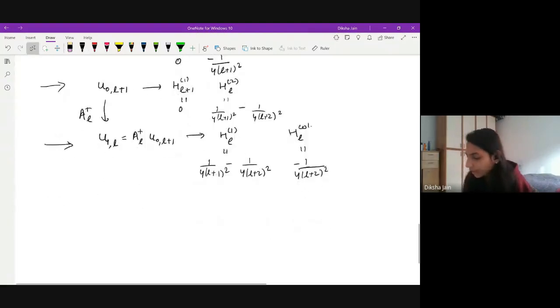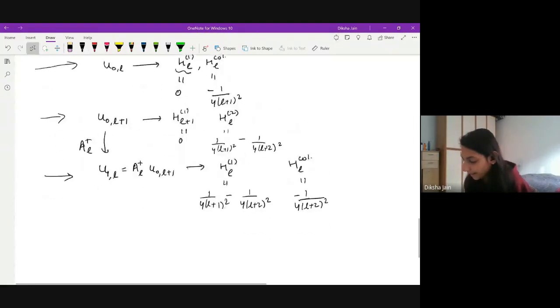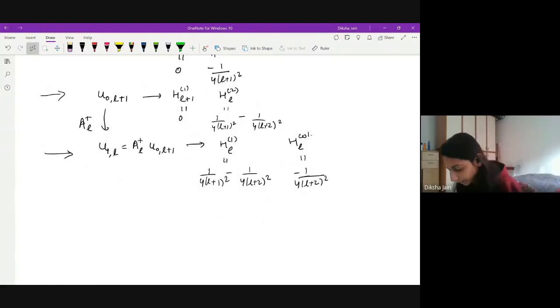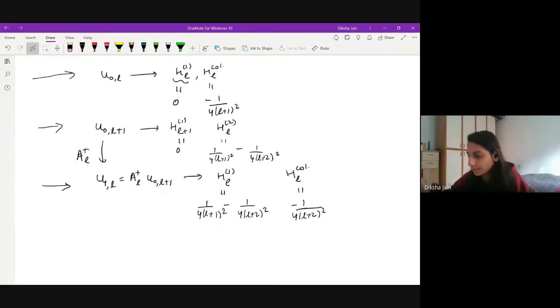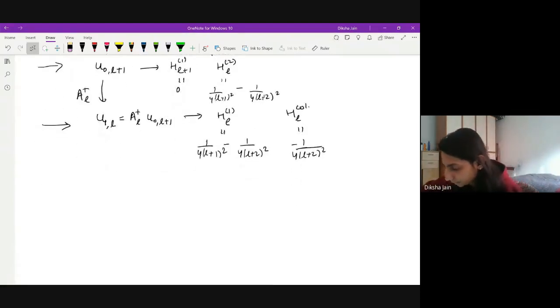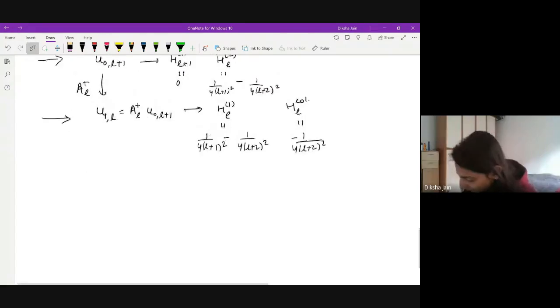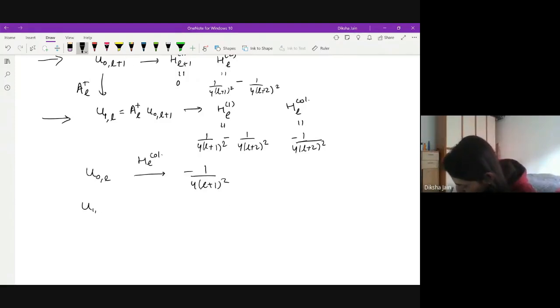Okay. So now what we have seen is that by applying the A dagger L operator on the ground state of H1 of L, you can get the first excited state, and similarly you can get higher and higher excited states by applying A dagger operators. So by induction, what will you get? You will get a state U nu. U0 of L under H Coulomb has eigenvalue minus 1 over 4 (L plus 1) square. U1 of L under H Coulomb has eigenvalue minus 1 by 4 (L plus 2) square.